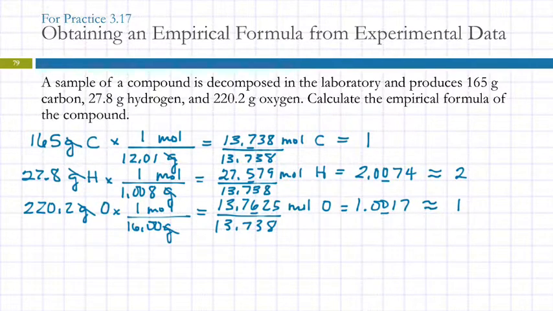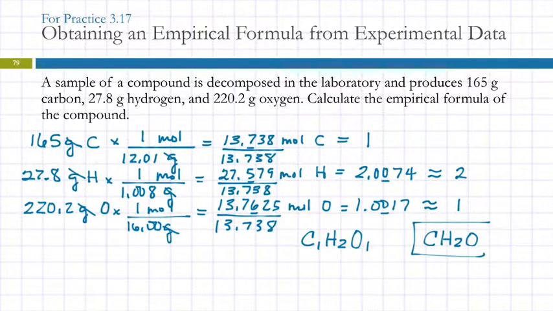Those whole numbers are the subscripts for the elements in that formula. So C1H2O1, except that we don't usually write the ones. So we write that as CH2O, and that's our empirical formula. Any questions?